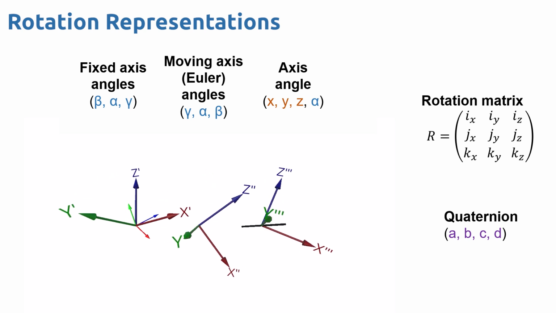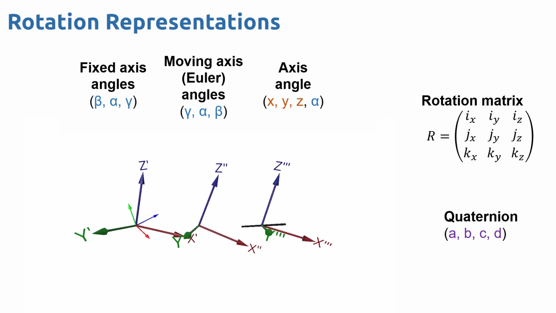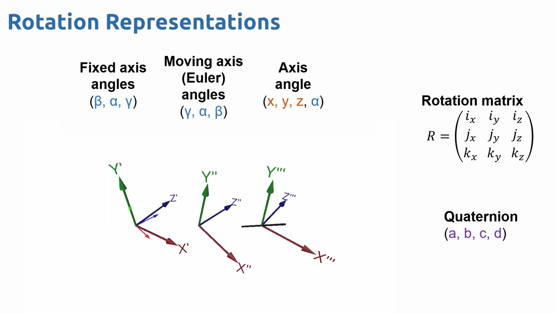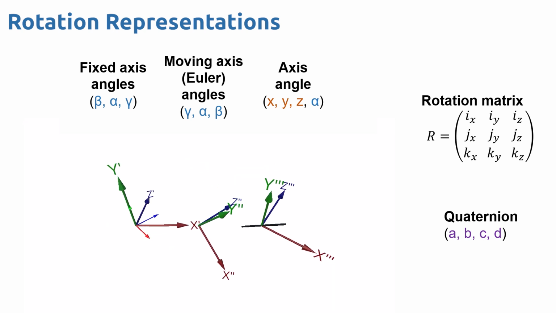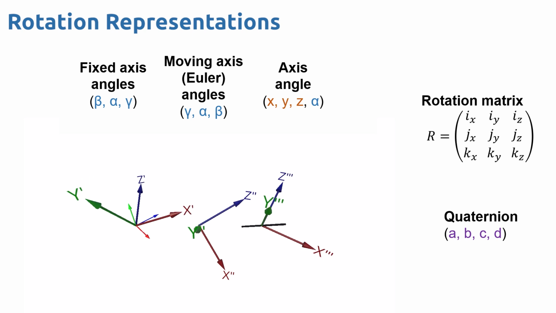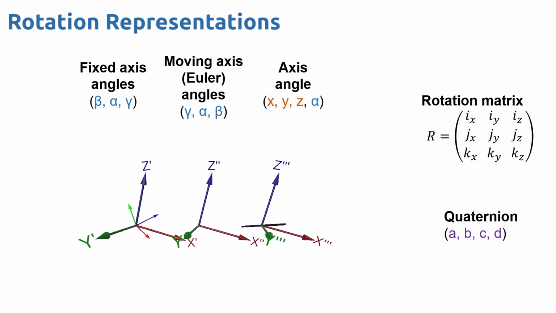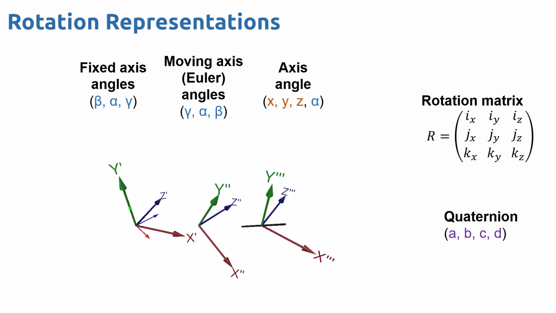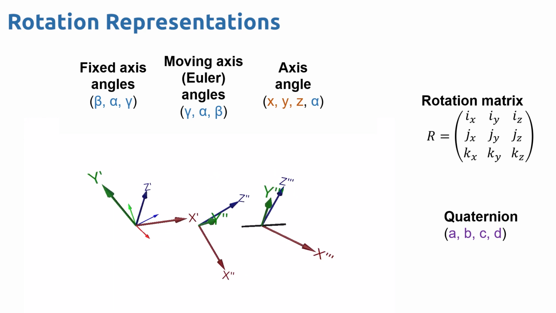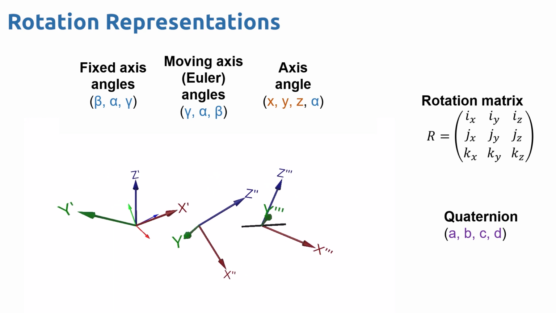Finally, the 5th rotation representation is the quaternion. It has 4 components, just like an axis angle, but these 4 components are not angles, nor vectors. They form a 4-dimensional vector, which offers high computational performance. All these 5 rotation representations are equivalent and can be converted from one to another.